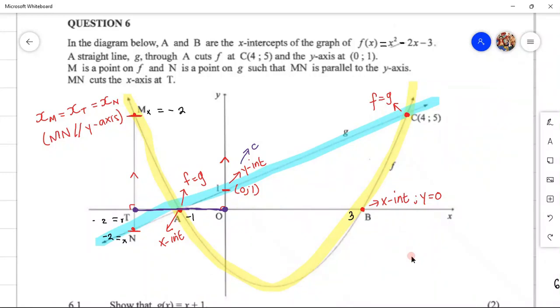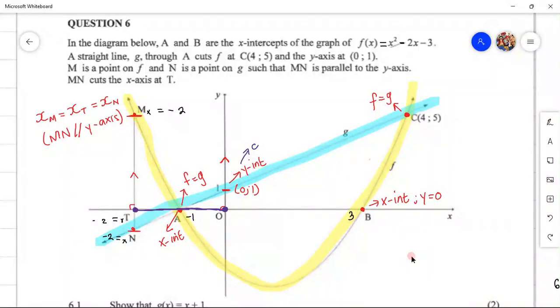So we previously found the x coordinate of t as negative 2. And because mn is parallel to the y-axis, it means that all the x values on the line mn are equal or are the same. So because the x-coordinate of t was negative 2, that means the m and n x values are also negative 2.